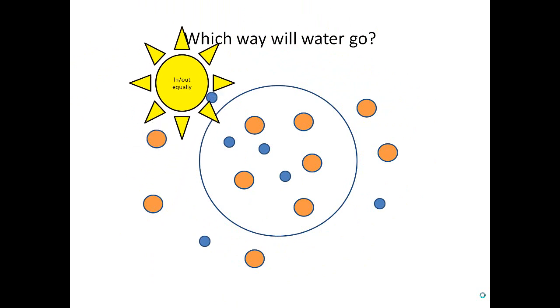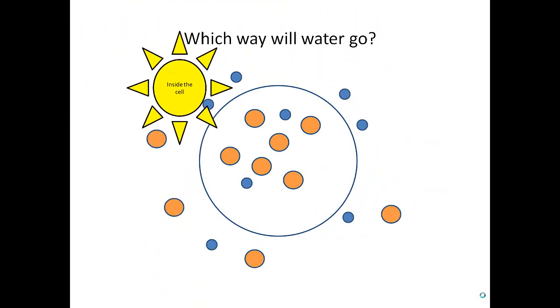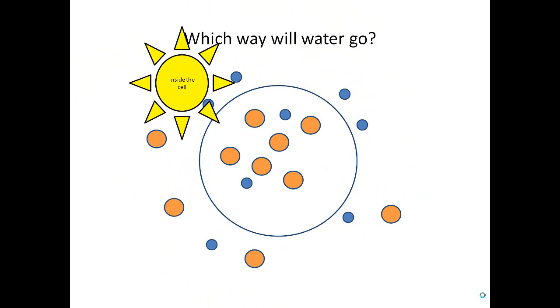Lastly, this one. Hopefully you said water is going to go into the cell. Hopefully you didn't just say outside because I didn't use that example yet. Think about it logically. 5, 6 inside, 4 outside, water gets sucked in.